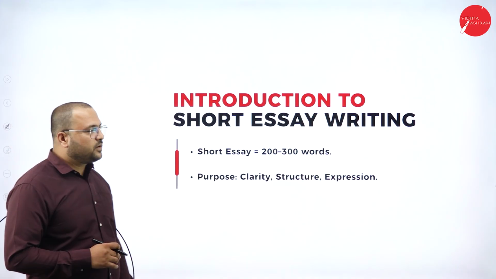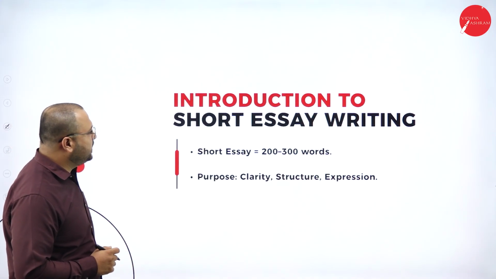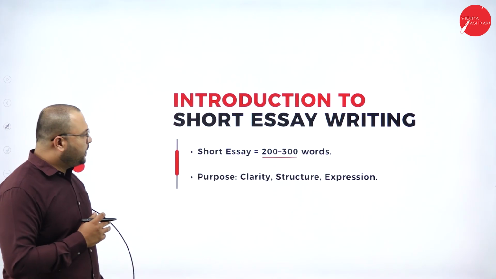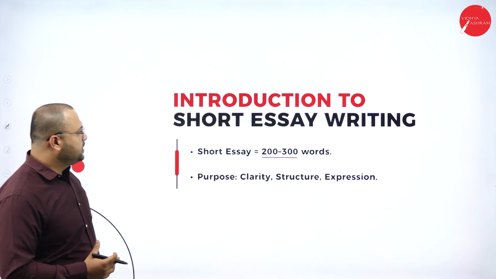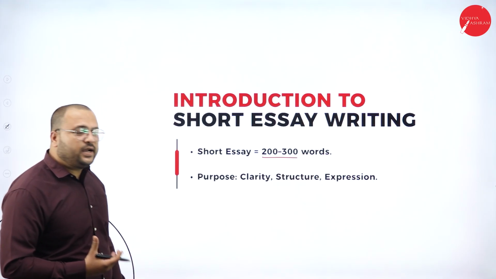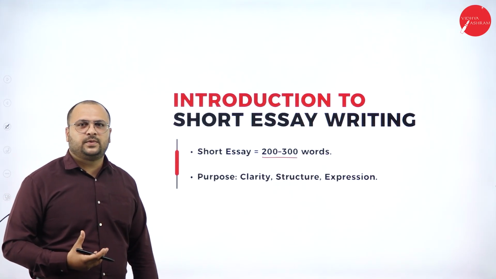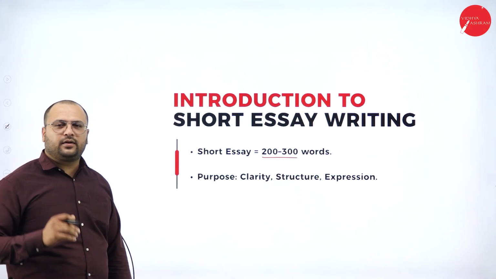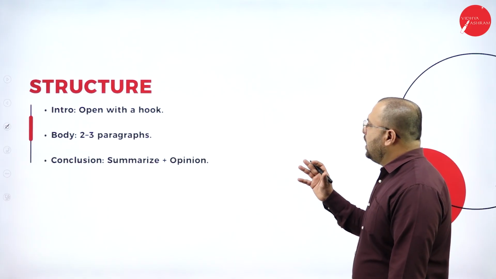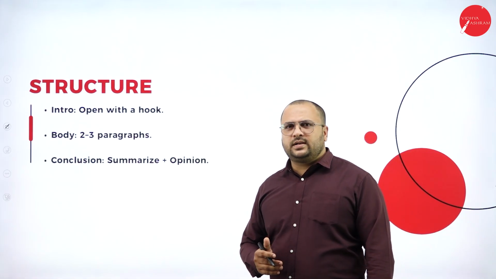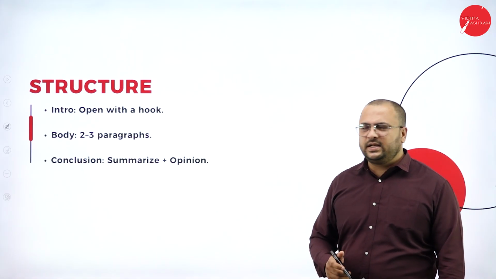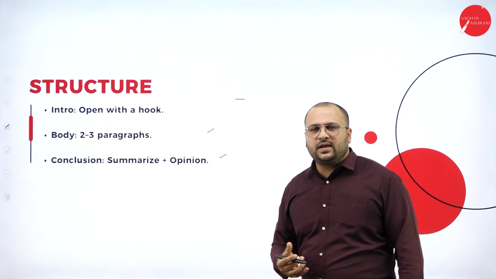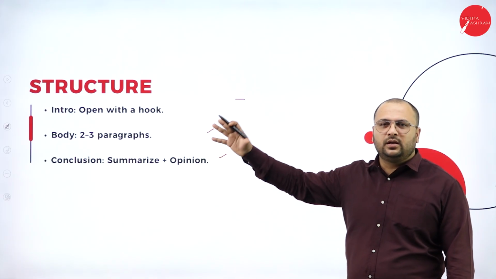Now let's go to writing a short essay. A short essay has a word limit between 200 and 300. The purpose of writing a short essay is to give clarity, to structure and express opinions. So the short essay consists of around 200 to 300 words. Now, how do you write an essay? You have been writing essays from your school days. You remember these three things, isn't it? Introduction, body and conclusion. The same thing is here, but how do you make it look attractive?